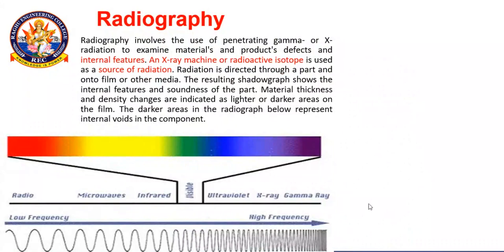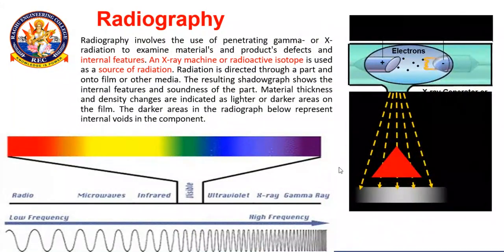The next type of NDT method is radiography testing. Here we can see an X-ray tube. In the X-ray tube there is a filament and there is a target. They produce X-rays through this equipment. Radiography testing is conducted with the help of radioactive sources, that is, either gamma rays or X-rays.